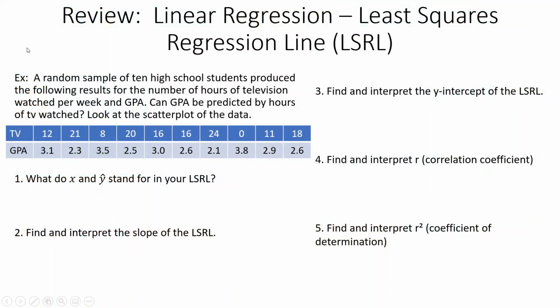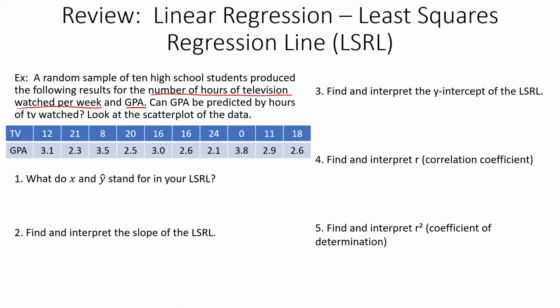Let's see, do we remember how to do this? So a random sample of 10 high school students produced the following results for the number of hours of television watched per week and GPA. So we've got number of hours of television watched per week and GPA that we're comparing. Can GPA be predicted by hours of TV watched? Look at the scatter plot of the data.